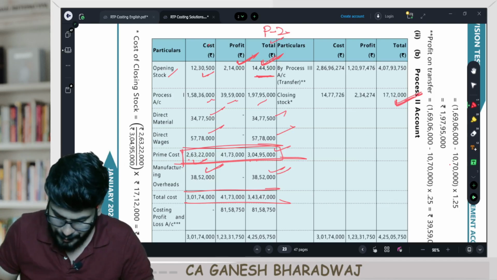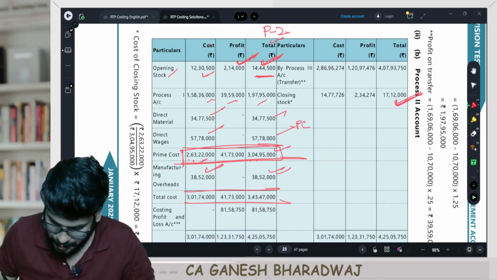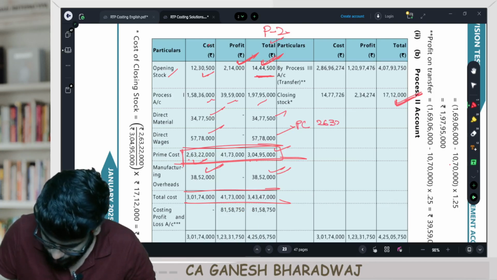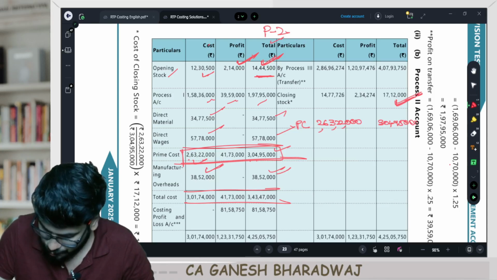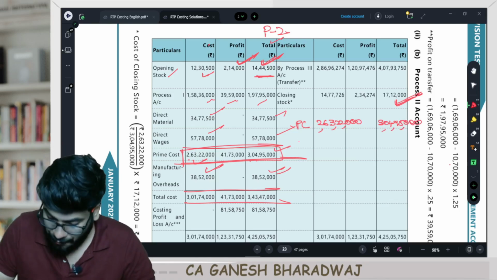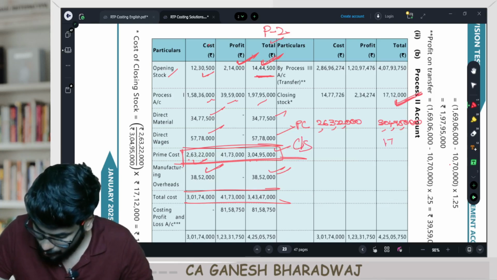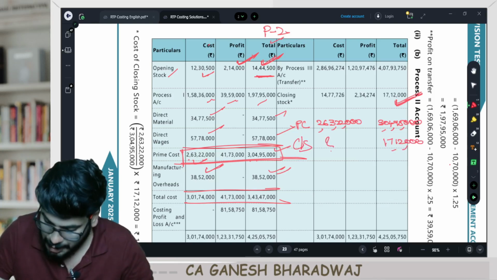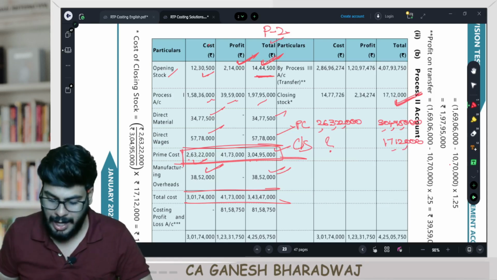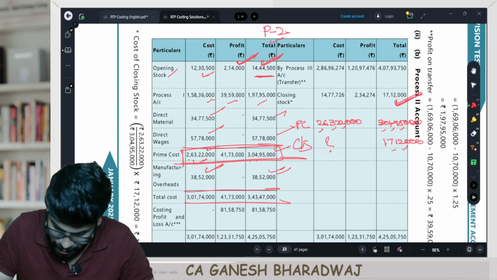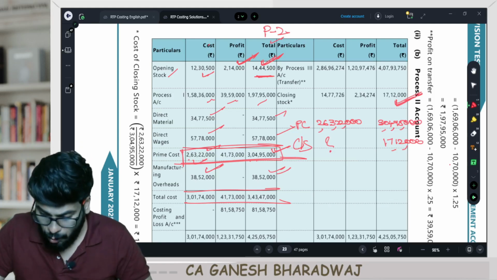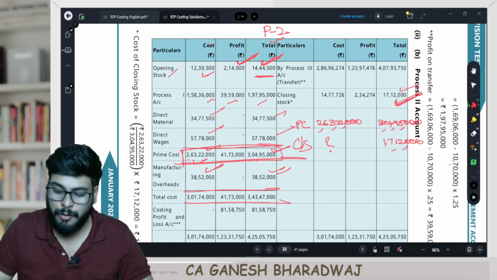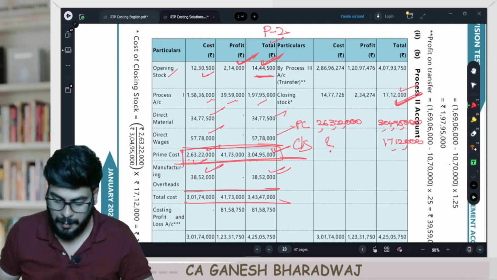So here, in prime cost, if the cost is 263,22,000, the total value is 304,95,000. Correct? Now, for my closing stock, if my total value is 17,12,000, how much will be the corresponding cost? So you can cross multiply proportionately and arrive at it. If my cost is 2.63 crores, the total value is 3.04 crores. So if my total value of closing stock is 17.12, how much should be the corresponding cost? You can just cross multiply and arrive at it.